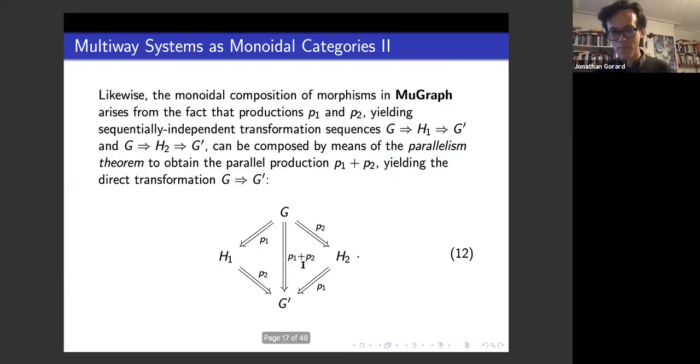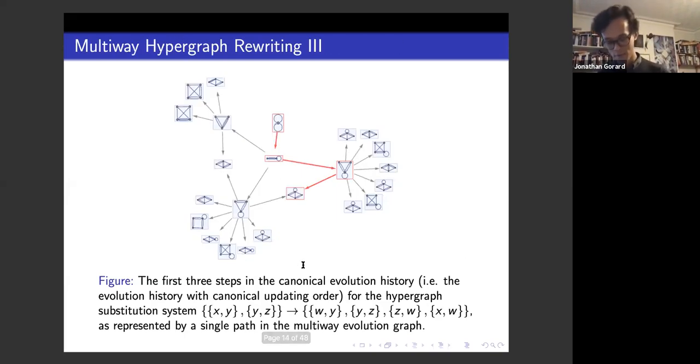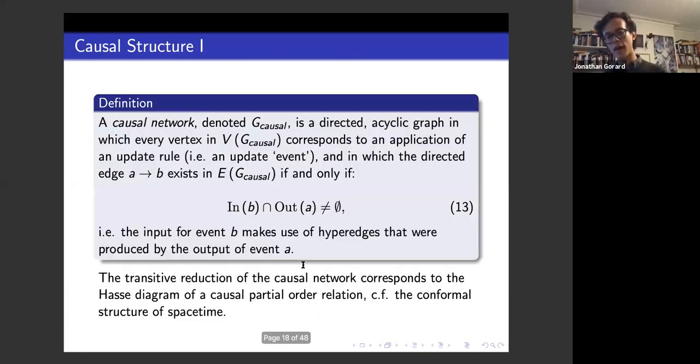I should mention, as a teaser for something I'm going to say a bit later, that the fact that one of these multi-way evolution graphs has this compact dagger symmetric monoidal structure is going to become relevant later when I talk about possible relationships with the foundations of quantum mechanics and things like that.